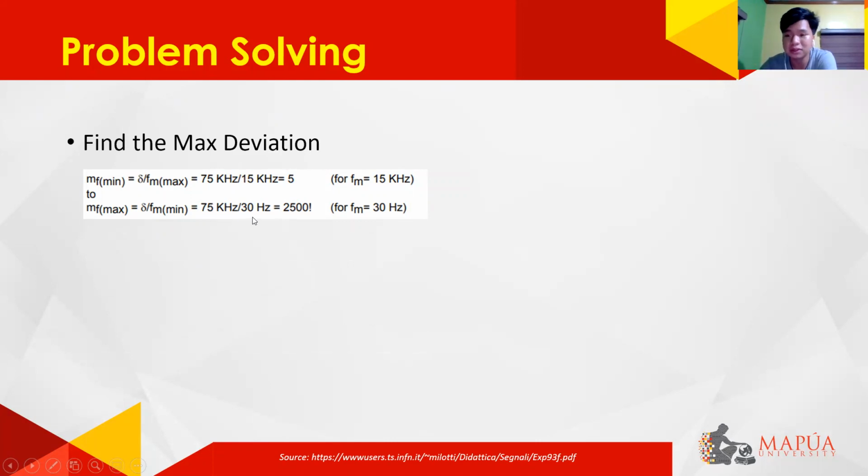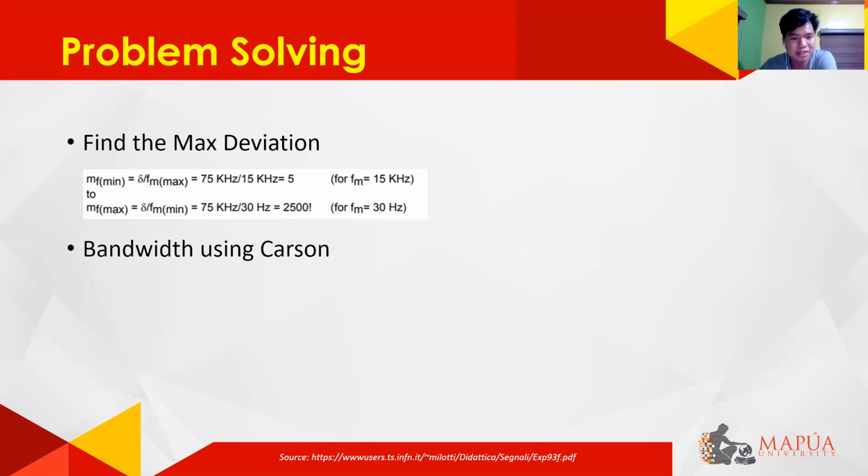Be mindful of the prefix. In 15 and 75, they are both in kilo. But for 75 and 30, the 30 has just hertz, but the 75 is in kilohertz. If we divide them directly, 75 over 30, we will get a different and wrong answer. So be mindful of the unit. We will convert 30 hertz to kilohertz, so with that we will have a 2,500 answer for MF at 30 hertz.